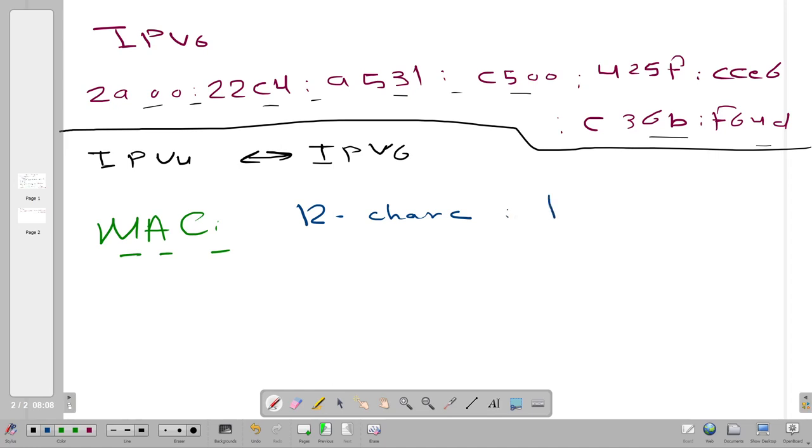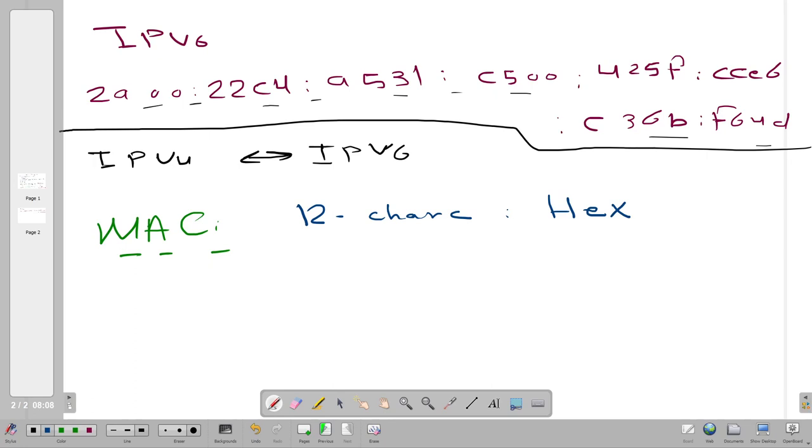And the form is in hex. So IPv4 is different than... So the difference between MAC and IP is actually the representation. MAC addresses are represented by hex characters, and they are composed of 12 characters. And that is very different from IPv6 and IPv4.